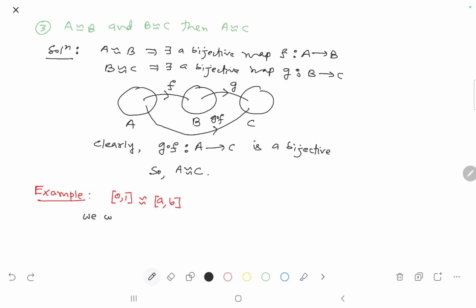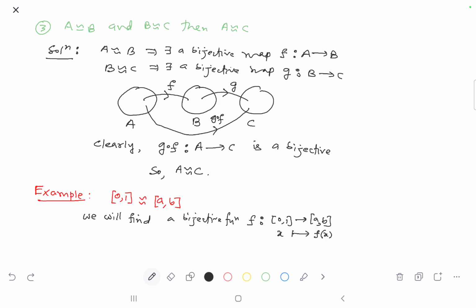So we will find a bijective function f from 0 to 1 to A to B. So how do we define that bijective function? Any idea? For every element x here, we assign a unique element f of x here. Can you tell me the formula for f of x?